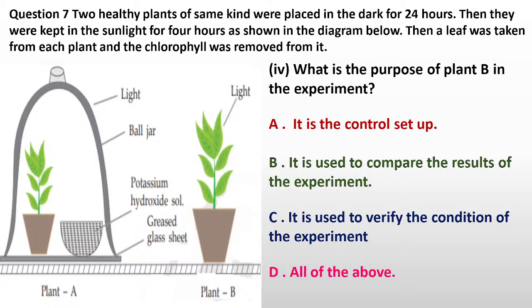So what is the purpose of keeping the plant B in the experiment? And the correct answer for this question is all of the above. Okay, so it has been kept as a control setup. It is used to compare the results of the experiment. It is used to verify the condition of the experiment as well.